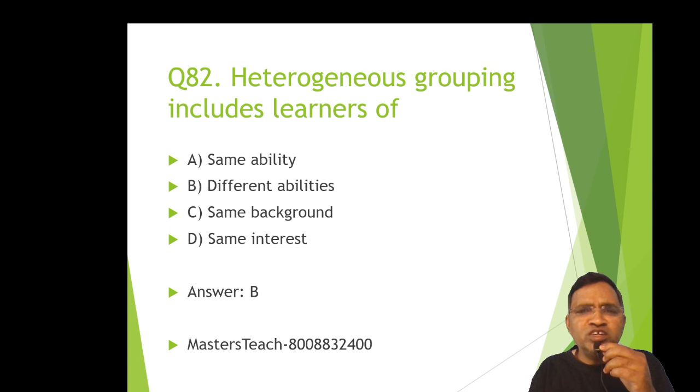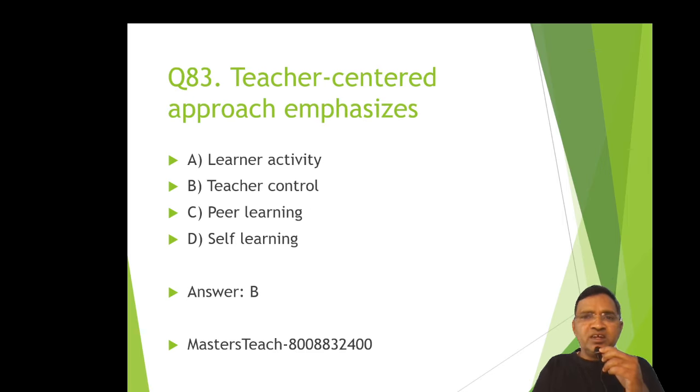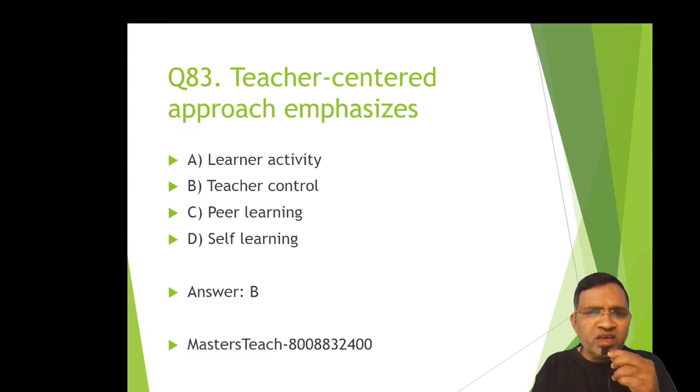82. Heterogeneous grouping includes learners of heterogeneous. A. Same ability, B. Different abilities, C. Same background, D. Same interest. The answer is heterogeneous means different abilities. Answer B. Then 83. Teacher-centered approach emphasizes A. Learner's activity, B. Teacher control, C. Peer learning, D. Self-learning.